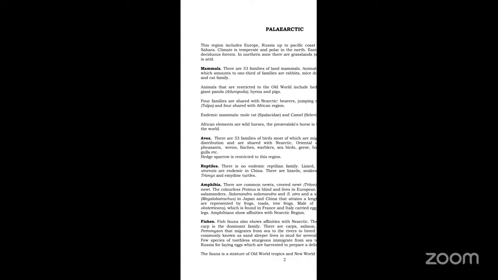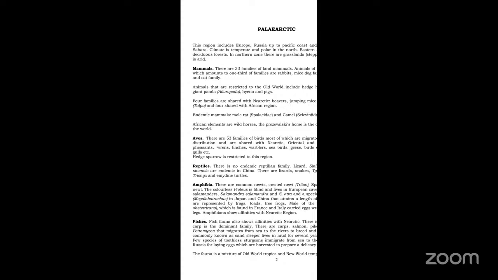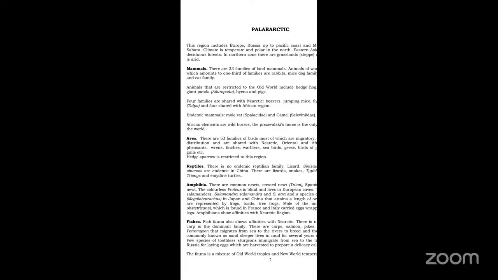Now, we'll see what are the different mammals. As I've already mentioned, there are about 33 families of land mammals present, and they include rabbits, mice, dogs, shrews, squirrels, as well as the cat. Apart from that, some of the animals that are restricted to the Old World include hedgehog, porcupine, giant panda, hyena, as well as the pigs.